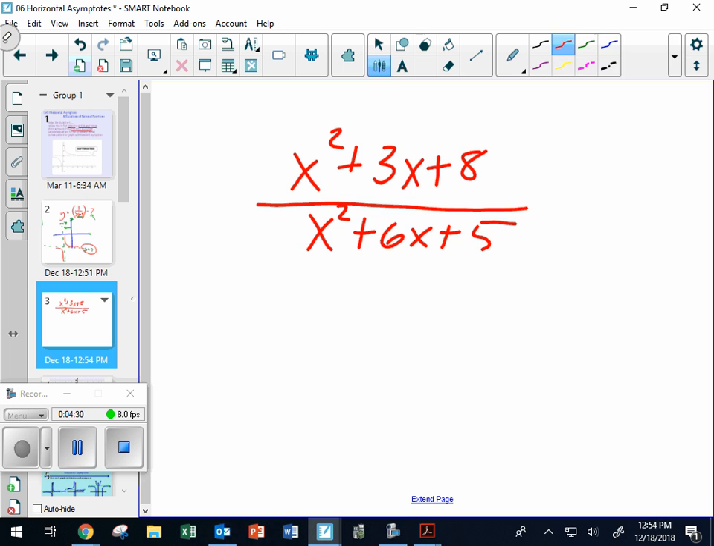Well, first of all, do you remember the saying, if you can factor it, you should? All right. And I'm going to save you some time. You can't factor the top one, but you can factor the bottom one. Would you please factor the bottom?